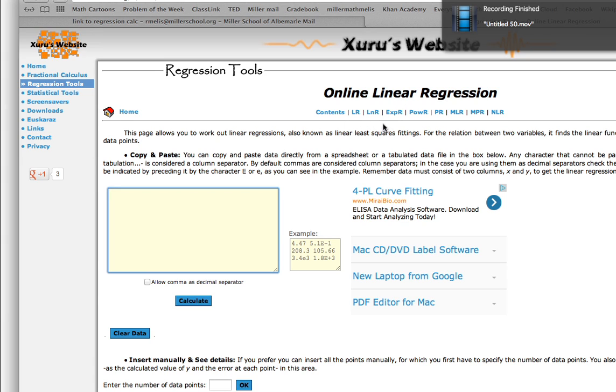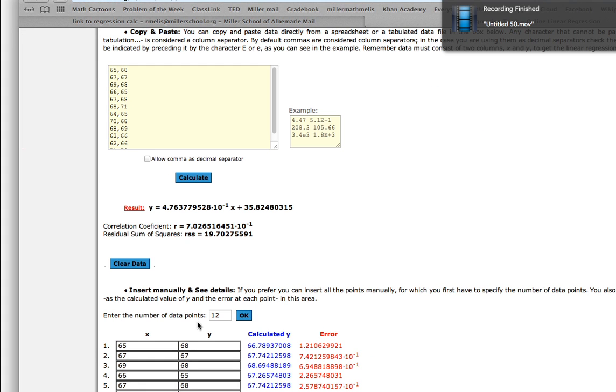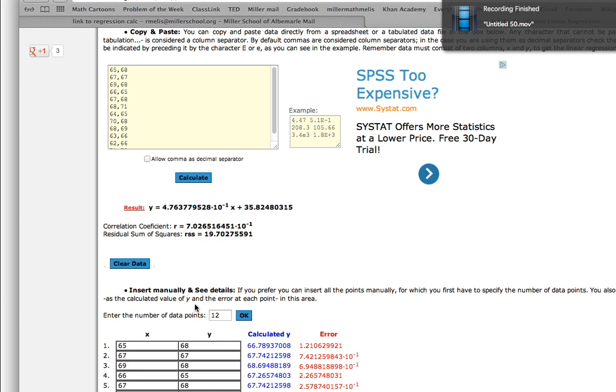So there are all sorts of regressions here. That's an exponential, that's a power, which could be any exponent, like a 2 or 3 or 4 or 5. And there's some more, but let's see what we have. So here's the data. You just enter it in, hit calculate, and there you go. And so apparently the equation we're supposed to be using is y equals 4.764, blah, blah, blah, 10 to the negative first. That means that this decimal needs to move over here. So this is actually 0.4. And then there's the intercept.